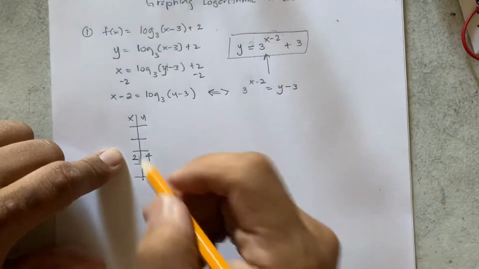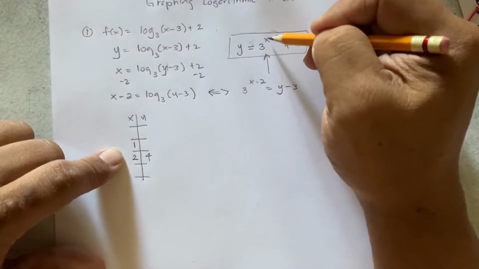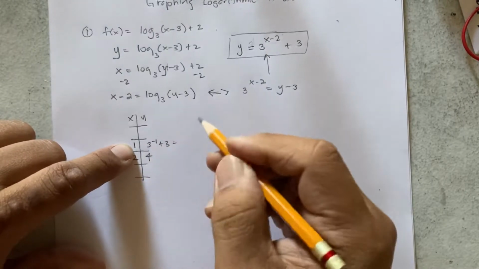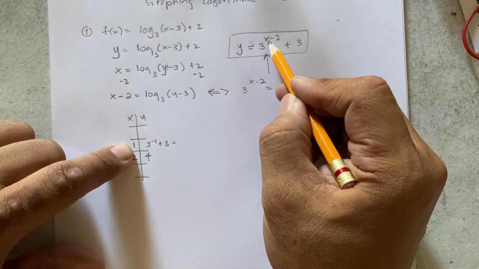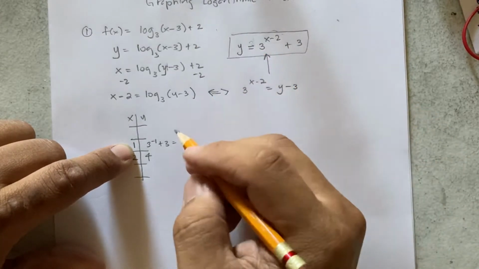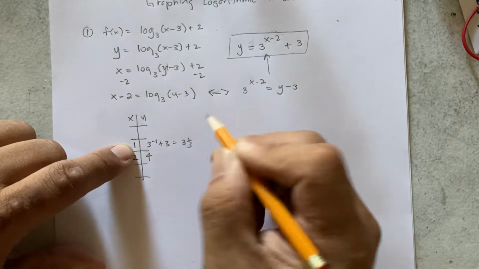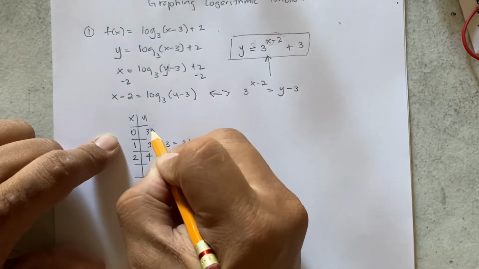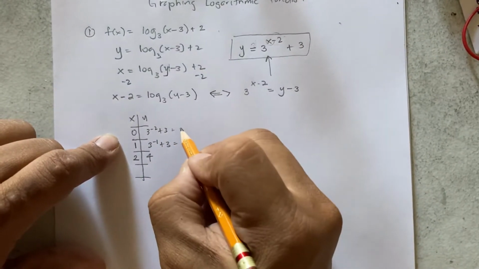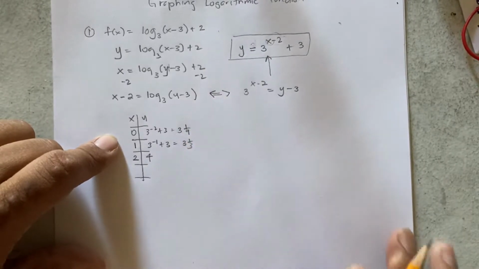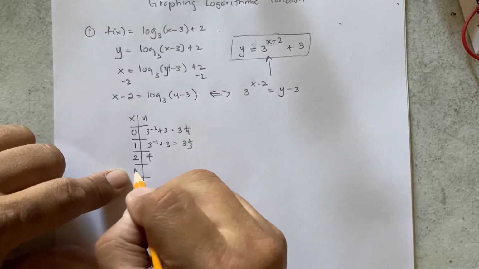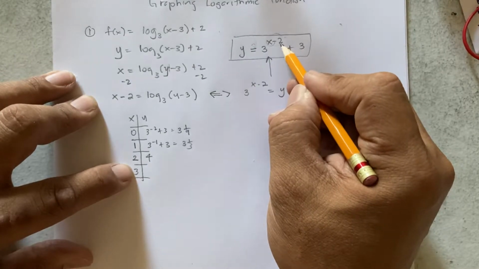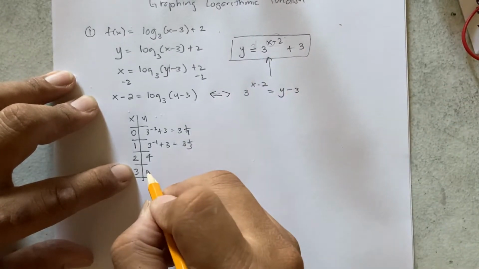Okay, I'm going to pick 1 here. What I end up with is 3 to the negative 1, plus 3. 1 minus 2 is negative 1. 3 to the negative 1 plus 3 is equal to 3 and 1/3. I'm going to put 0 here. Then what you have is 3 to the negative 2, plus 3. And what we get is 3 and 1/9. Okay, I'm going to put 3 right here. This is going to be our four points that we use. 3 minus 2 is 1. 3 to the 1 is 3, plus 3 is 6.